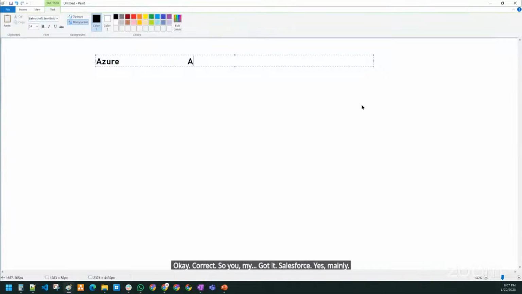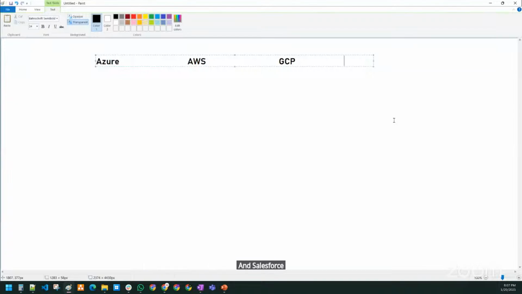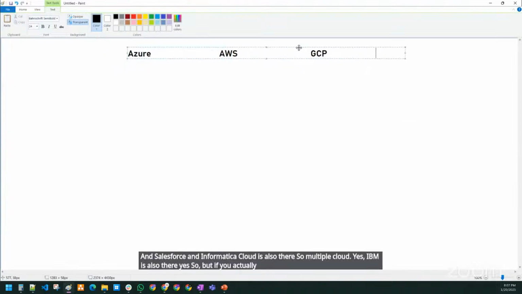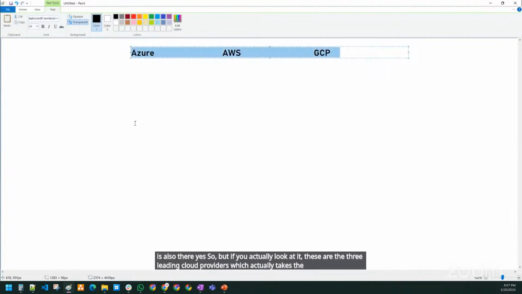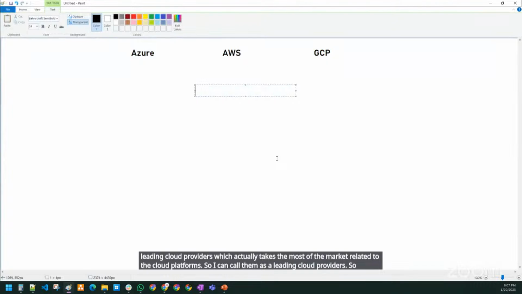So if you look at it, we have AWS, we have Azure, and we also have Google Cloud Platform. We also have multiple other cloud platforms like Alibaba and Salesforce, and Informatica Cloud is also there. Yes, IBM is also there. But if you actually look at it, these are the three leading cloud providers which take most of the market related to the cloud platforms. So I can call them the leading cloud providers.